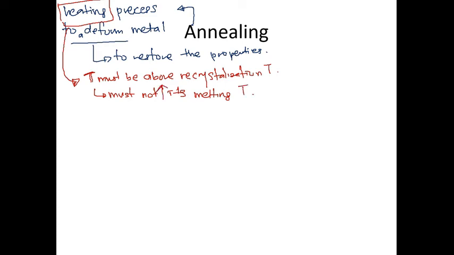Melting temperature. So you must not heat the deformed material until it's melted, just above its crystallization temperature. So that is the annealing process.